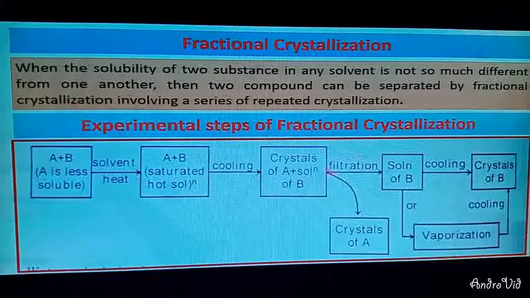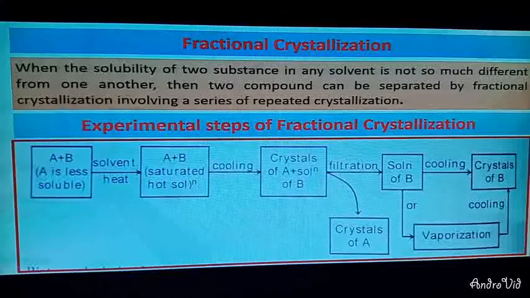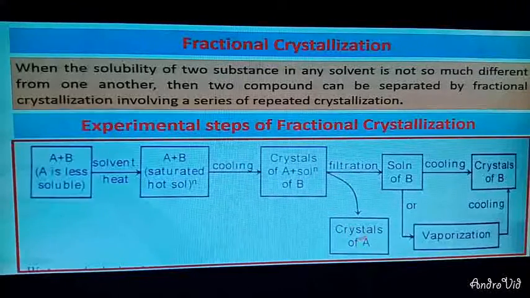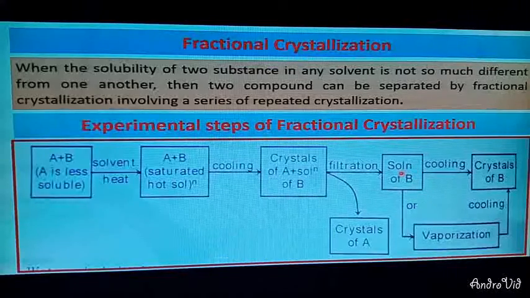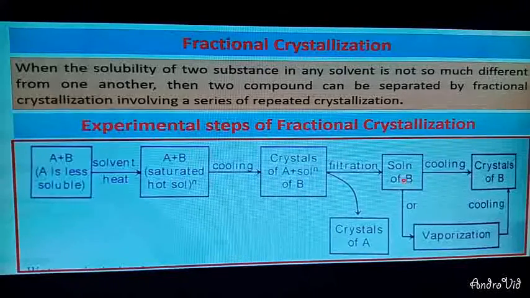Now you carry out the process of filtration. After filtration, as A has already formed as a crystal, it will be separated by filtration, and the crystals of A will be produced here, okay. Now you have only the solution containing the solid substance B. Now you have to separate the solid substance B.